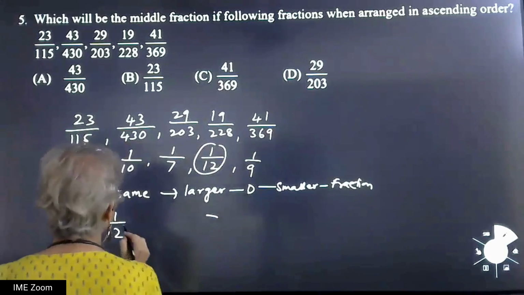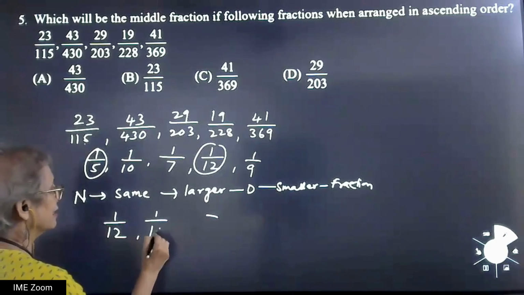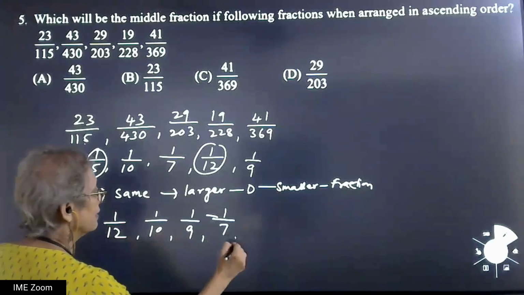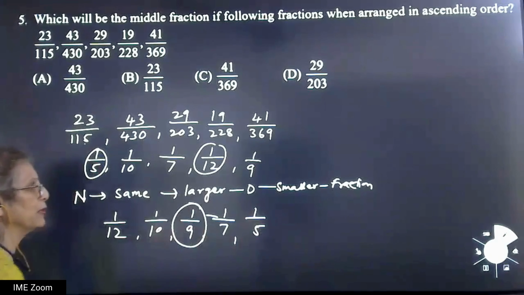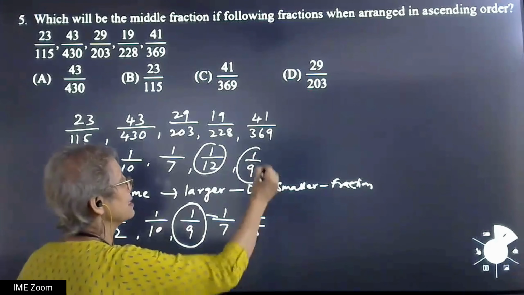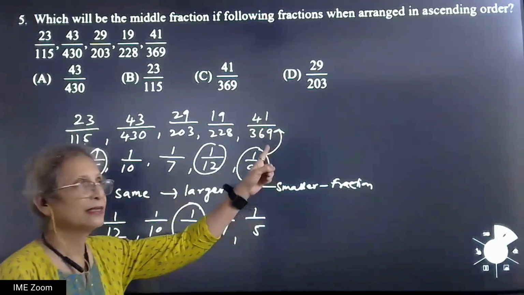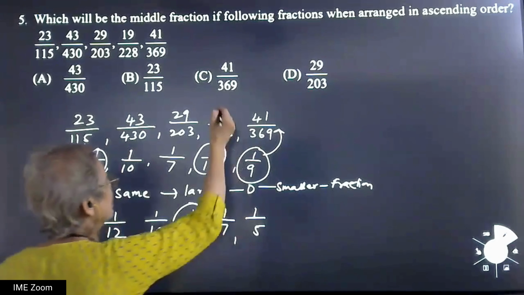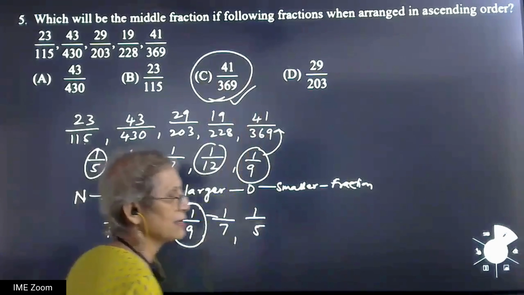So here the same thing. This is the smallest one. Then next is 1 upon 10. Then next is 1 upon 9. Then 1 upon 7 and 1 upon 5. So which is the middle one? 1 upon 9. And 1 upon 9 is the simplest form of this fraction, 41 upon 369, right? And therefore, what is the answer? 41 upon 369. Our answer is C.